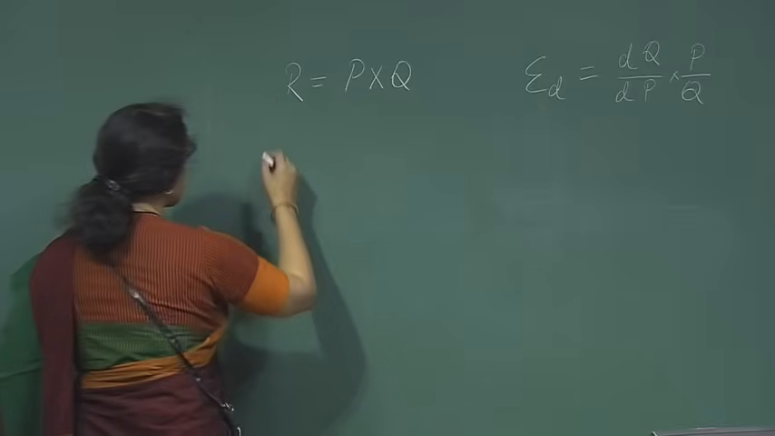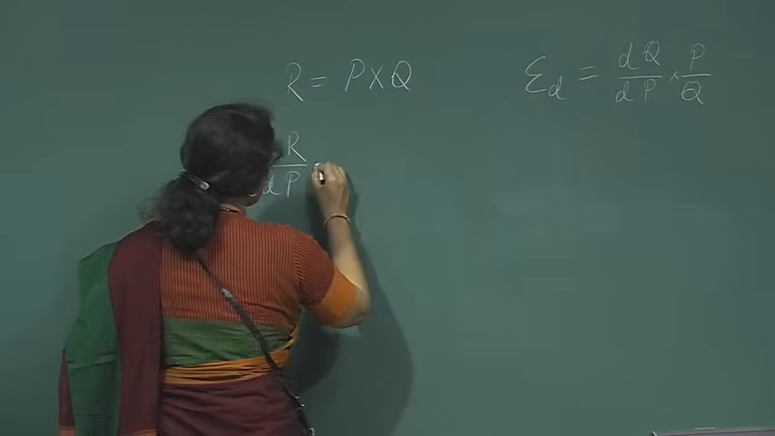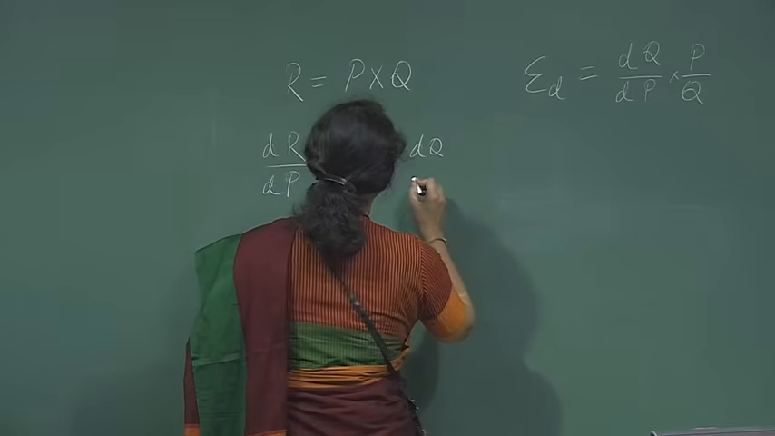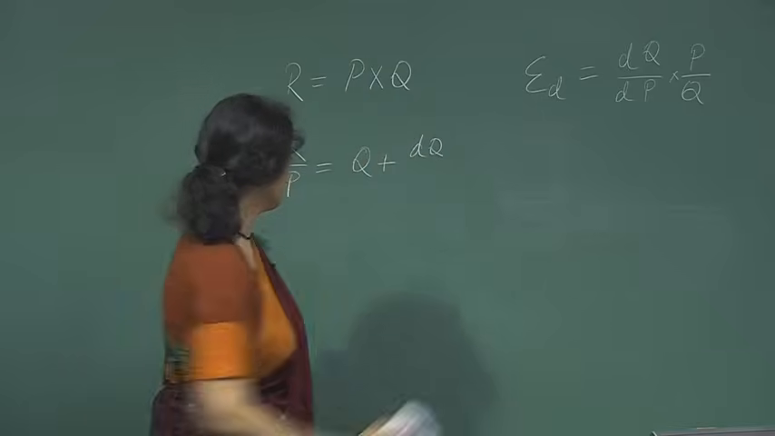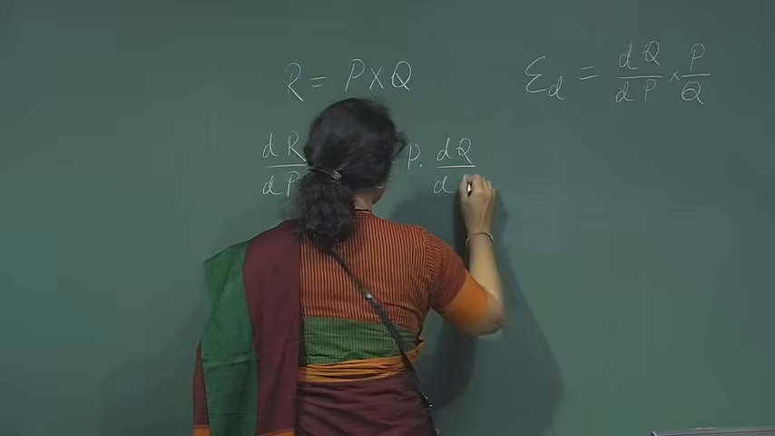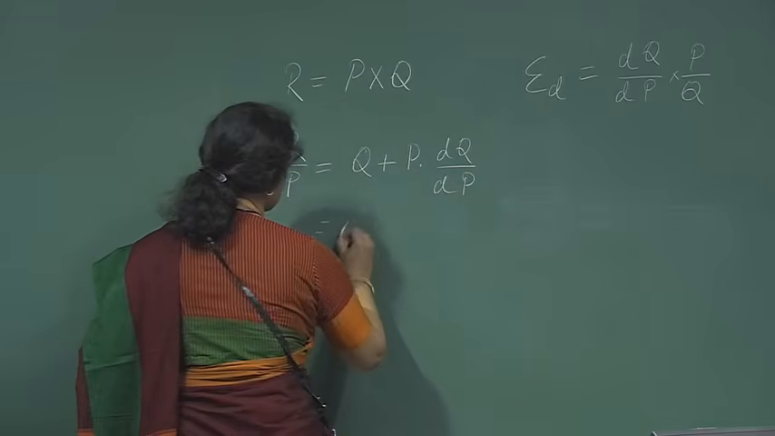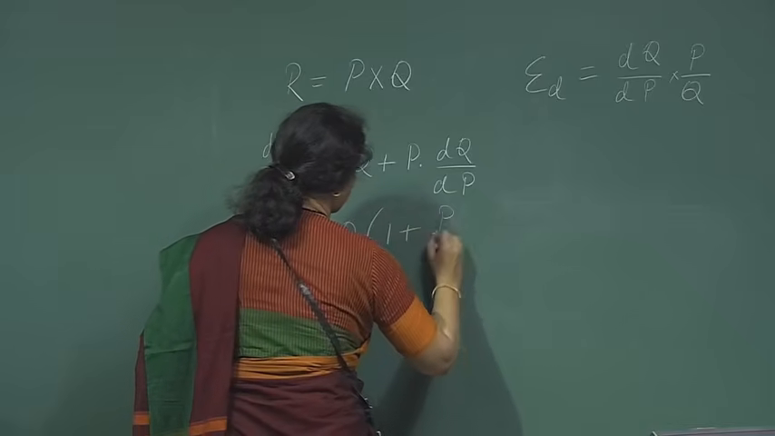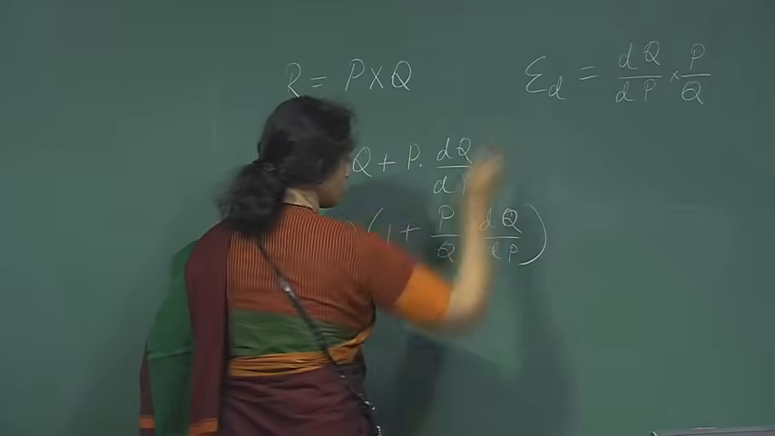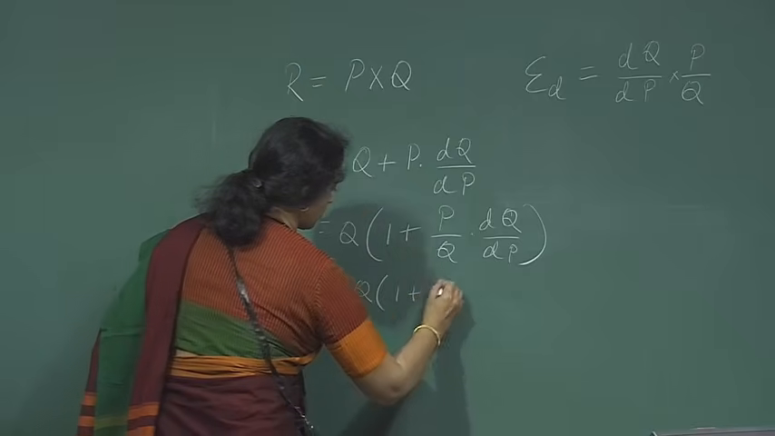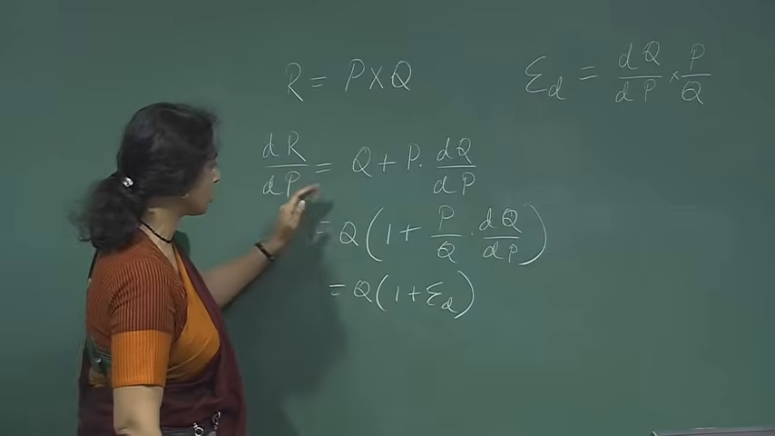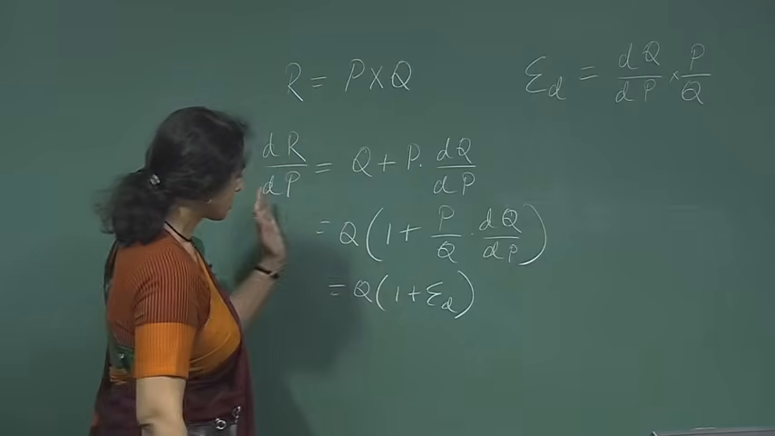So, whenever there is a price change, dR/dp can be written as Q plus P into dq/dp, or taking the Q out, it can be written as Q times (1 plus P/Q into dq/dp), and this portion is nothing but the elasticity of demand. So, this is equal to Q times (1 plus elasticity of demand). So, it is very clear from this expression whether the change in revenue is more or less than the existing revenue.